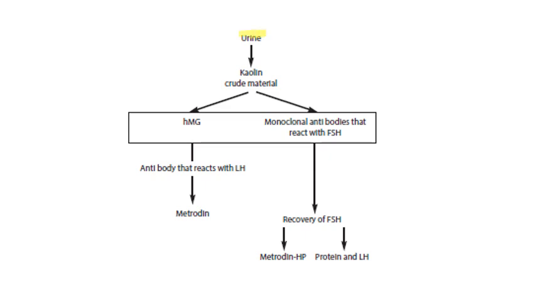In this flowchart, this is urine and the human menopausal gonadotropin is there, and then we will use the antibody that will react with LH. So it will separate the LH molecule and we will get Metrodin, that is purified FSH. And if we use the monoclonal antibodies that will bind to FSH only, it will lead to the formation of Metrodin highly purified. So this will lead to the separation of LH as well as the separation of the protein component. All this we have already discussed in the gonadotropin lecture.